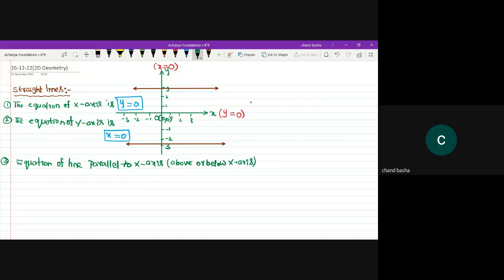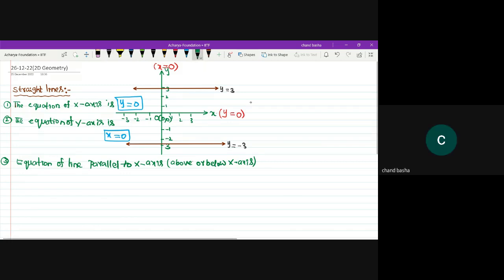Suppose you are taking above the x-axis, you will get a positive value. And if I observe at which point the line cuts the y-axis, is it at y is equal to 3 or not? Is it clear, guys? At which point the line cuts the y-axis, that is 3. And downside, is it at y is equal to -3?